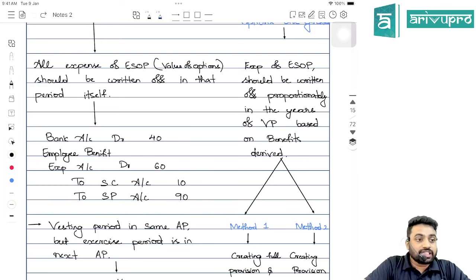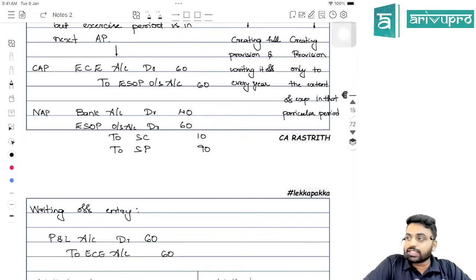Now, you know that only the vesting period is the benefit to the organization. After completing the vesting period, even if they leave, if they want to exercise, they can exercise. So we have to book all the expense in the vesting period, but the exercise will happen in the exercise period. So what should you do, sir? First, you should book the full expense in the current accounting period: employee compensation expense account debit, to employee stock option plan outstanding account. Later, when the exercise happens, bank account debit, ESOP outstanding account debit, to share capital, to securities premium.